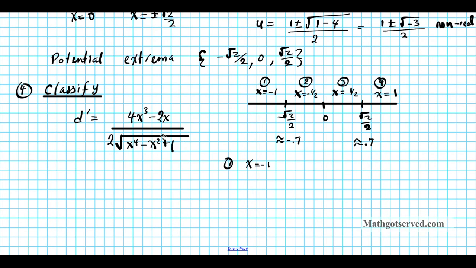Can a square root expression ever yield a negative output? The answer is absolutely not. So since the denominator can never be negative, we just focus our attention on the numerator. Okay? So let's evaluate the numerator. It's going to be 4 times negative 1. The sign of the numerator tells us the sign of the entire expression.